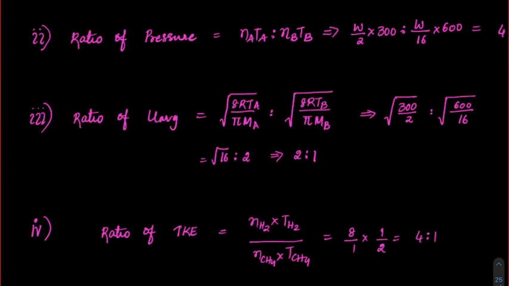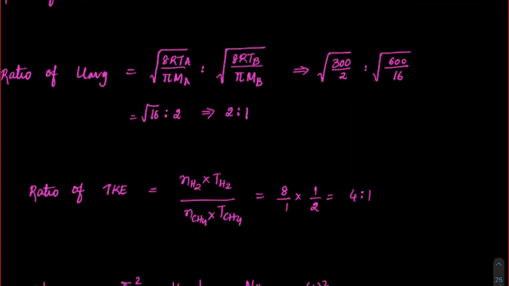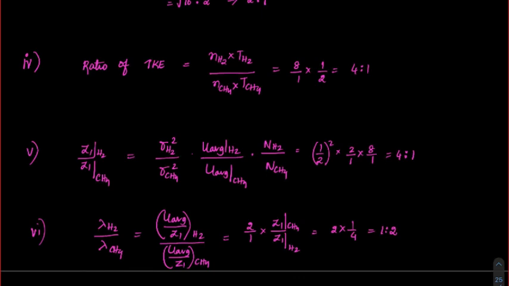Next, the ratio of average speeds. That would be equal to 8RT by pi m, so here it would be Ta by Ma and this will be Tb by Mb. Ta is given, Ma is the molar mass for hydrogen, and this is for CH4. Substitute that and you will get this as 2:1. Rest of the parts you just go through, you should be able to get that. I hope you guys understood that.